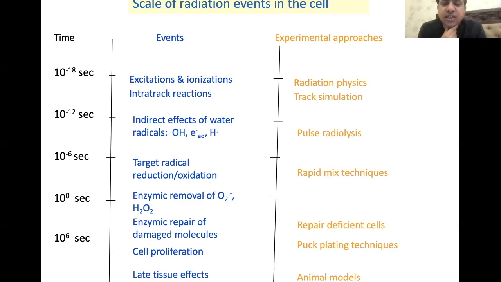But if I want to understand the long-term effect, what model would I like to employ? The animal model is the best one to understand whether the cell is proliferating or not, or whether there are late tissue effects. So according to your wishes and your objective, what you would like to investigate, you have to select the experimental approach. In our case, mostly we focus on the cell culture and the animal model to understand the effect of radiation.